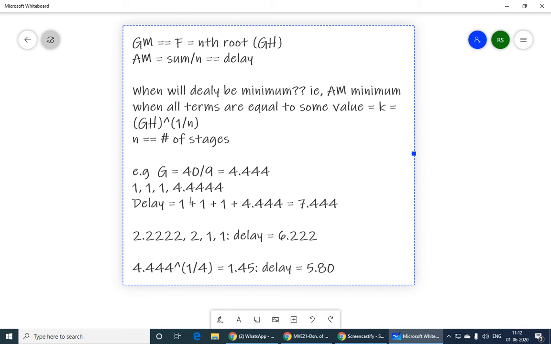You can try more and more and more numbers, but this inequality will automatically give you in the first try the best possible combination. So for our case, how much should we put for each block? How much should we put as the GH product? That is 1.45. If we put this, we will get the minimum possible delay of 5.80. And this is what the arithmetic mean geometric mean inequality gives us. We don't need to do the trial and error part. Directly in the first shot itself, it gives us the best possible options. And if we put that, we are assured that the delay will be minimum. Okay.